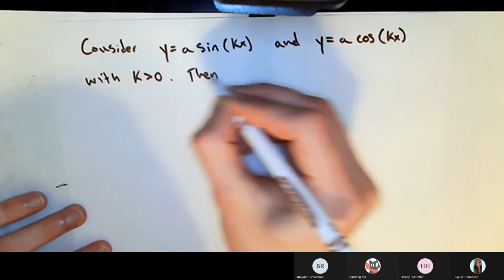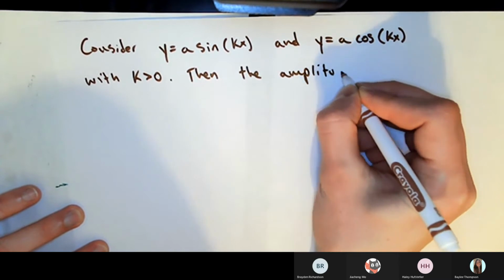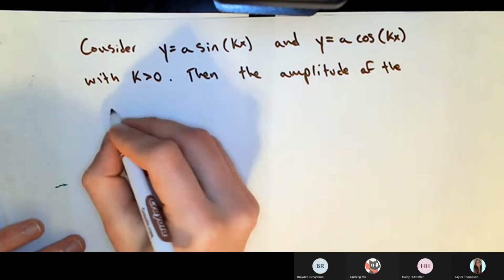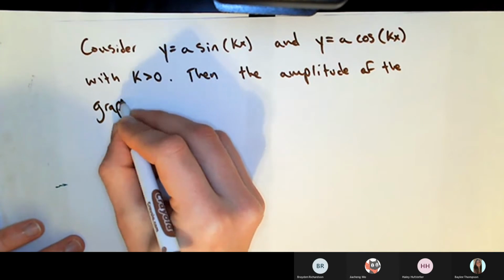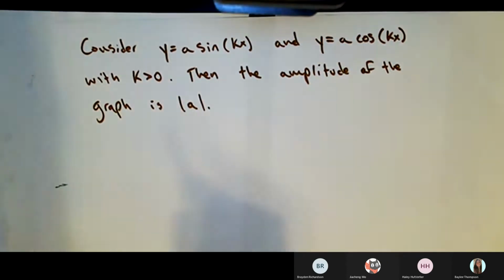Then the so-called amplitude is whatever the absolute value of A is. So if A is -3, then its amplitude is 3. If A is 2, then the amplitude is 2. Amplitude is sort of, you can think of it like the height of the graph.